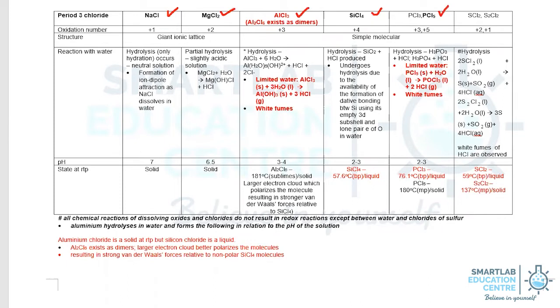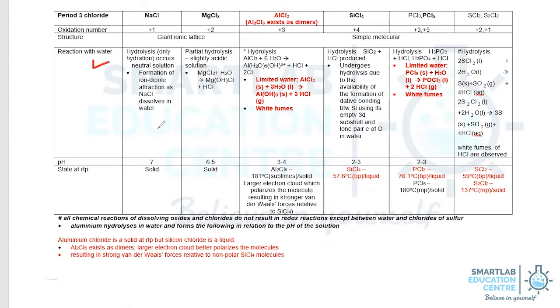So let's take a look at the chemical bonding. In terms of chemical bonding, these two are ionic, and for the rest of the others, they're all simple molecular. Bear in mind that AlCl3 is simple molecular because of the high charge density of Al3+ that attracts and distorts the large electron cloud of the chloride, so much so that their electron clouds overlap, thereby forming a simple covalent bond.